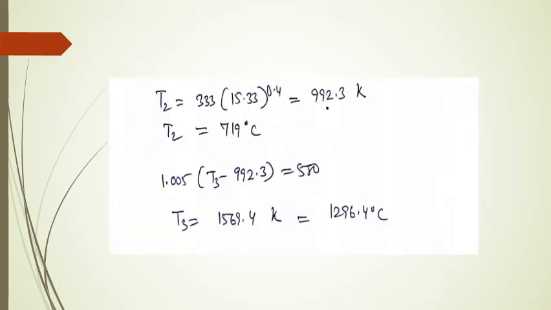Now the value of T2 comes out to be 992.3 Kelvin. Substituting the value of the heat supplied, the value of Cp and the value of T2 in the expression for the heat addition, the value of T3 comes out to be 1569.4 Kelvin.